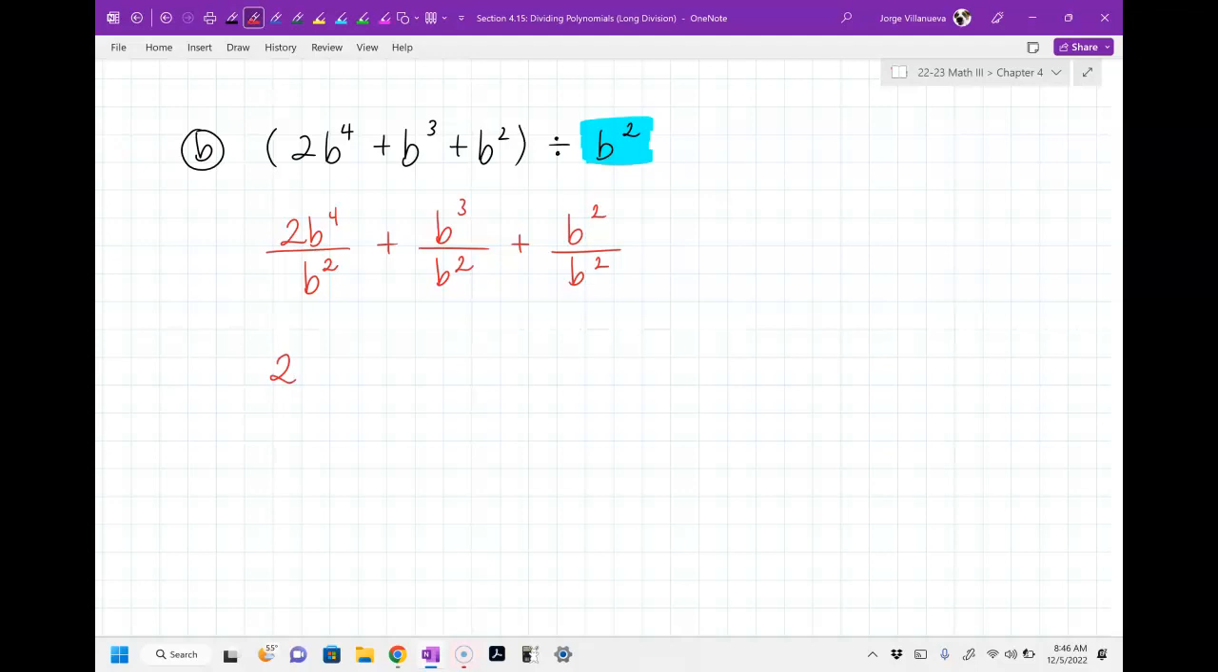2. Now, what's b to the 4th divided by b squared? It's b to the, someone say it? The 2nd, right? I think I heard someone say 2, but I wasn't sure. Plus, now the middle fraction, there are no coefficients. b to the 3rd divided by b to the 2nd is b to the 1st, so I don't need to write a power. Last one, b squared divided by b squared.